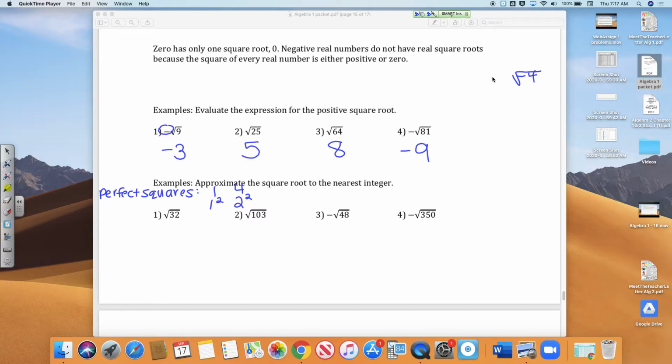And then if we do this process again, we do 3 squared. The next perfect square is 9. 4 squared, the next perfect square is 16. 5 squared, the next perfect square is 25. We can keep going and continue on this list to get these perfect squares. The next one is 36.